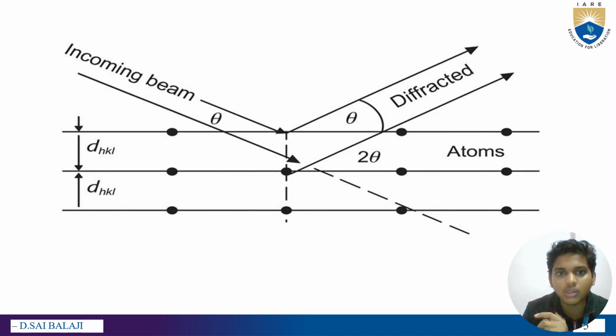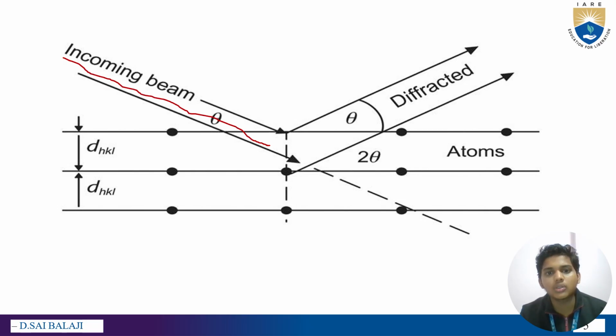Now let's go to the diagram. Yes, here is the diagram. Here you can see the incoming beam. This is the incoming beam going to here, and here it is hitting the crystal structure, and from here it is getting diffracted. Here it is happening in the first interface, and here in the second interface, and this is the angle of refraction. Here, theta.